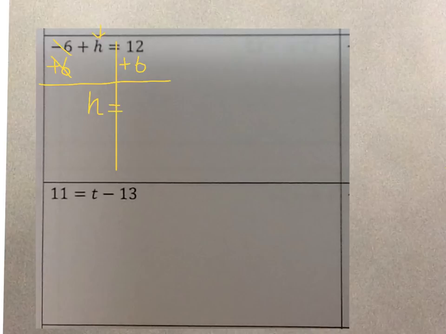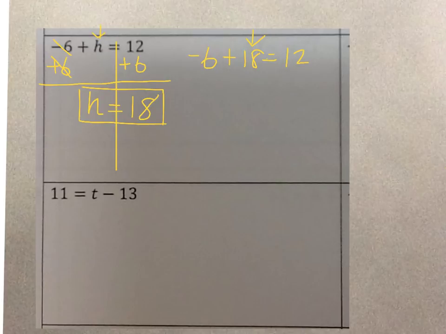I have 12 plus 6. On the right hand side, 12 plus 6 equals 18. So my solution is h equals 18. If I put that back into the equation, substituting h with 18, then it should make the equation true. So instead of h, we put in positive 18. And negative 6 villains plus 18 heroes equals 12, because we subtract when we have unlike signs.